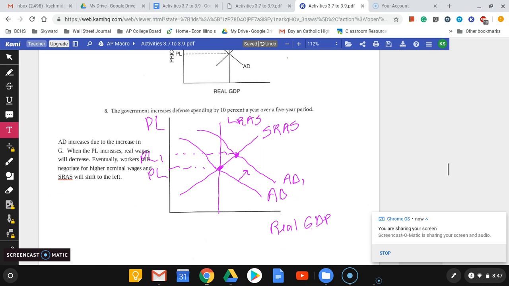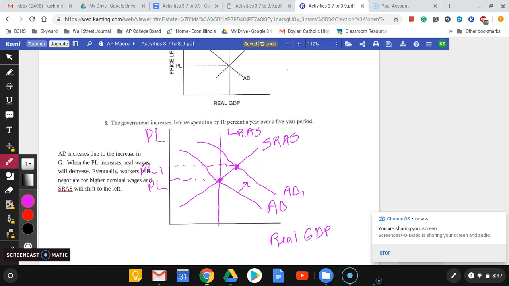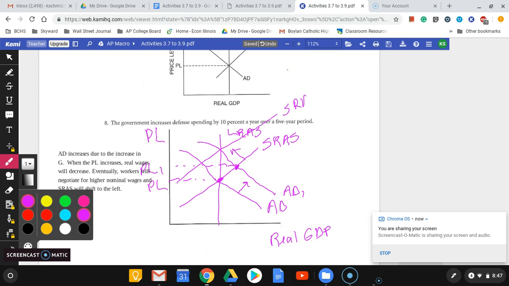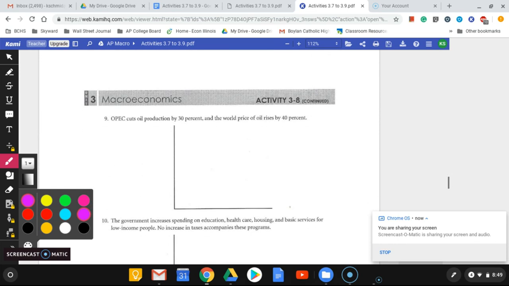We're going to shift SRAS to the left here, SRAS1, and we get back to long run aggregate supply, however, at a higher price level. We're going to move down to the next one now.